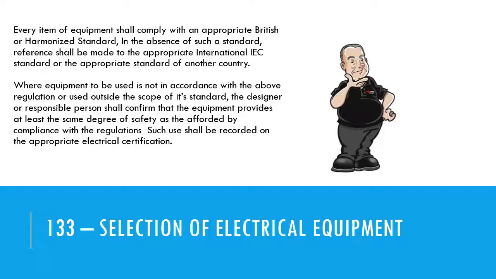So when we're looking at the equipment, we need to select the correct type of equipment, because every piece of equipment needs to comply with an appropriate British or harmonised standard. In the absence of such a standard, we are allowed to refer to an appropriate international IEC standard, or a standard of another country. But where equipment is not in accordance with a British or harmonised standard, the designer or person responsible needs to confirm that the equipment provides at least the same degree of safety as that afforded by compliance with the regulations, and any departures need to be recorded on the appropriate certification.